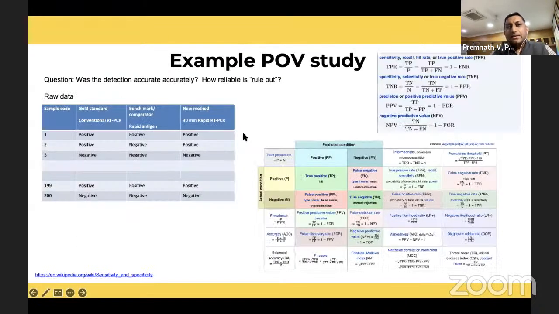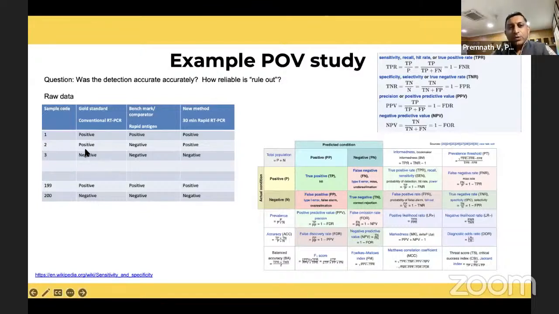So finally, this is what might happen. You might decide that the proof of value study, POV study, is basically something where you took a gold standard, conventional RT-PCR, a new method, which is yours, and a benchmark comparator, maybe a rapid antigen. And you did, say, 200 samples and looked at how the numbers come up. Okay. So you can see that the question is basically saying, did it detect positive or not, right? So with each of these methods, somewhere it is matching, some places it is not.